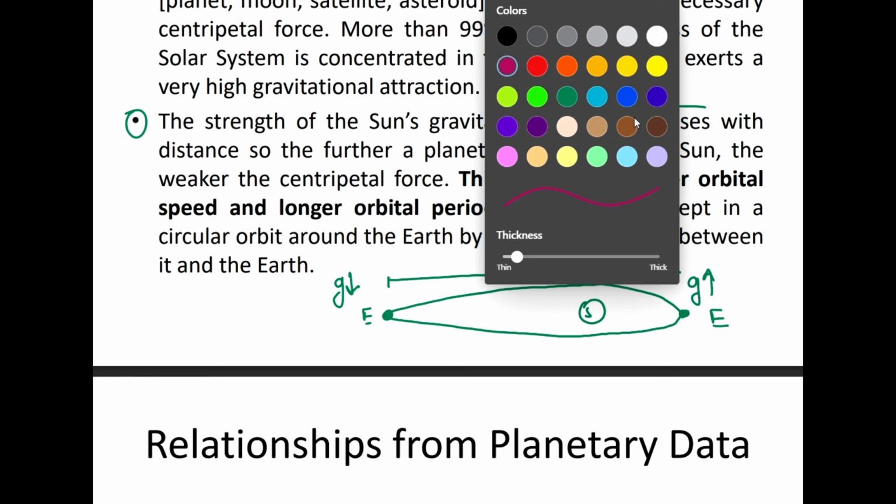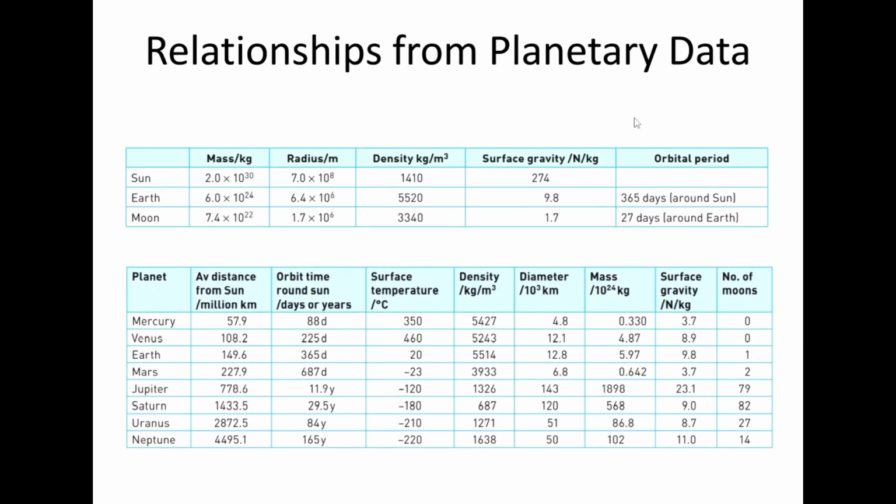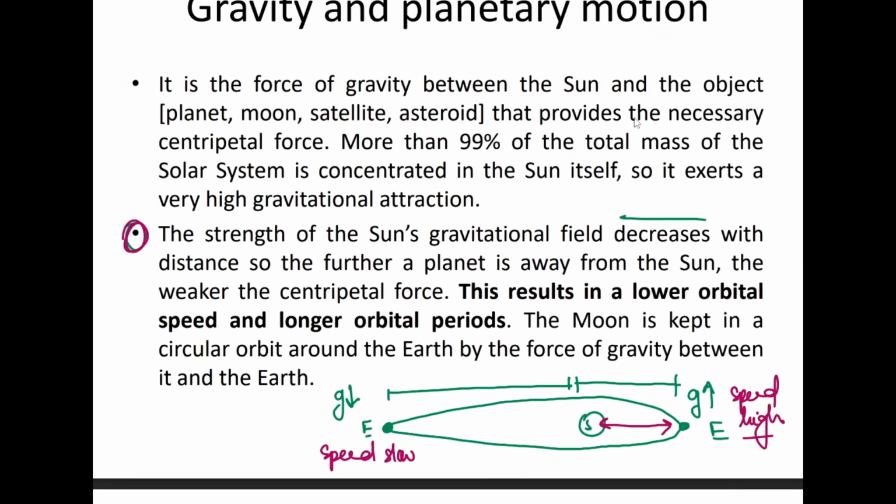Mathematically, of course, we can justify this in A levels, but what we find is that over here, the speed of the Earth is slow because the gravitational attraction is less. Over here, when it is closer to the massive object, the speed is high because it is under the influence of the gravitational attraction of the sun, right? So then we have the next topic, and this is important in terms of ideas. We must remember that this results in a lower orbital speed and a longer orbital period.